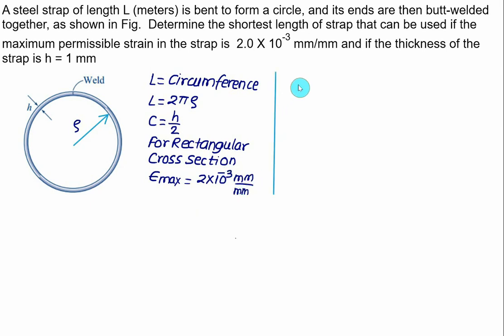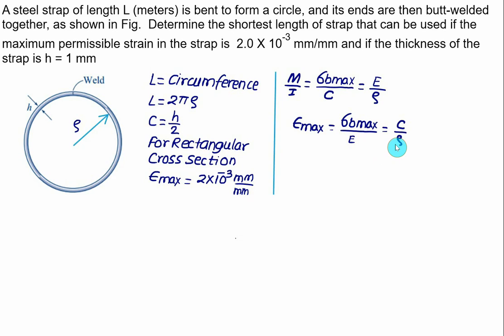So let's use first the flexure formula. We have M by I equal to sigma b maximum divided by the maximum distance from the neutral fiber, c of top or bottom fiber, equal to Young's modulus divided by radius of curvature rho. We'll use the last two terms here. Sigma b maximum divided by E is the maximum strain. So the maximum strain epsilon max is equal to sigma b maximum, the maximum value of the bending stress, divided by Young's modulus E, which is equal to c divided by rho. Now the value of rho we can calculate here. Once we can calculate the value of rho, we can calculate the value of L also.